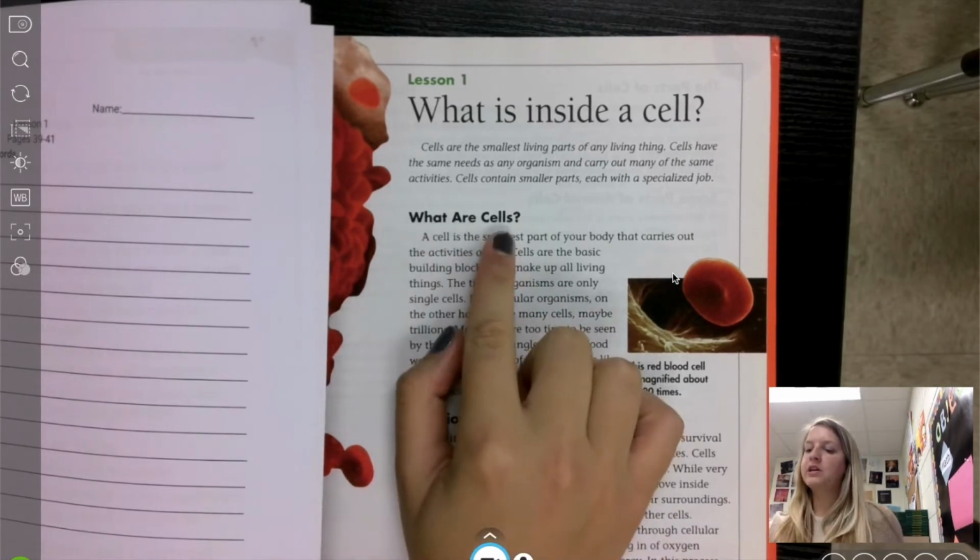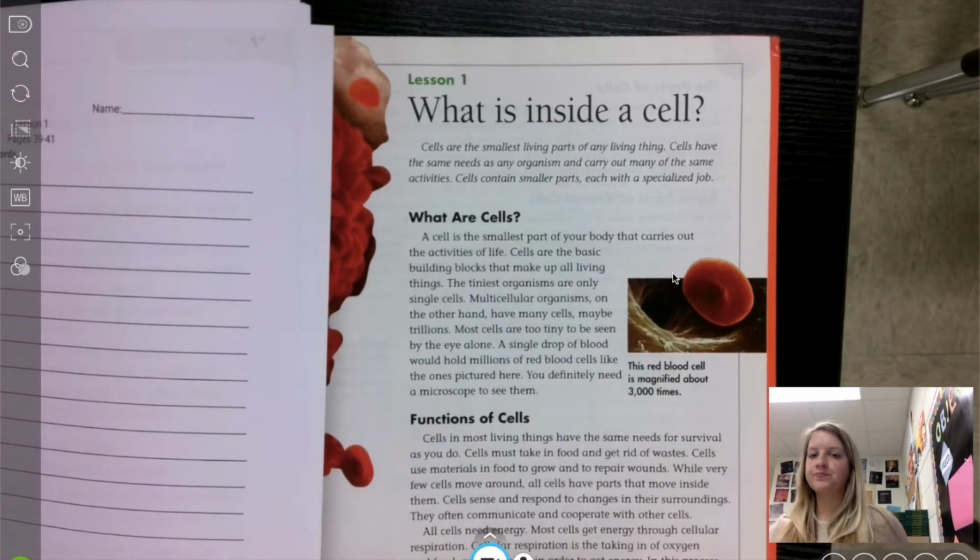We're going to keep reading in what are cells. A cell is the smallest part of your body that carries out the activities of life. Cells are the basic building blocks that make up all living things. The tiniest organisms are only single cells. Multicellular organisms, on the other hand, have many cells, maybe trillions.